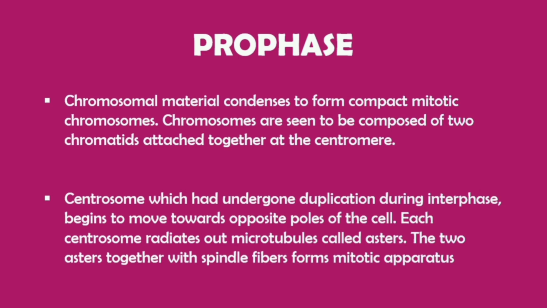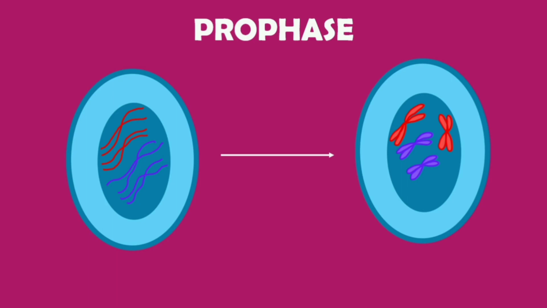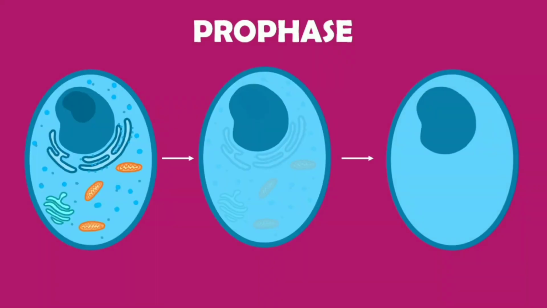It simply means chromosomes are condensed in this phase. The mitotic spindle also starts to form from microtubules and proteinaceous components. The disappearance of cell organelles like Golgi complex, endoplasmic reticulum and nucleolus also occurs in this stage.